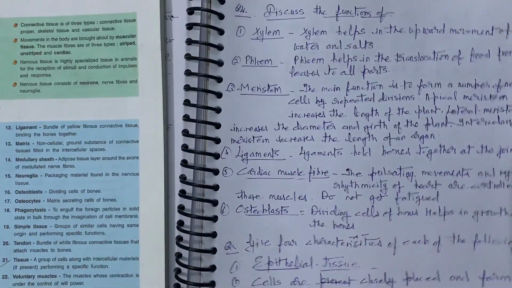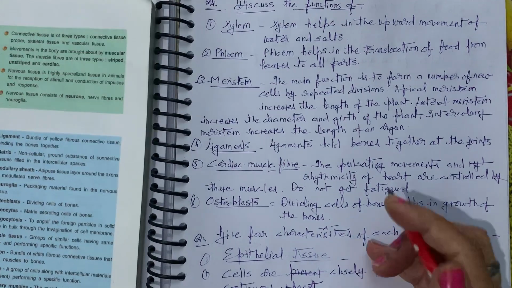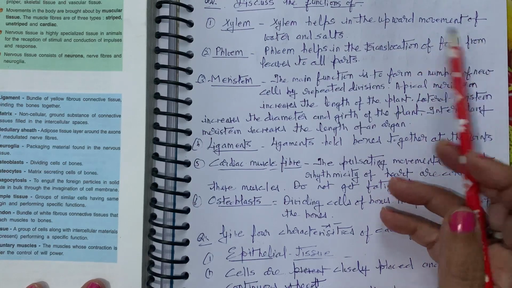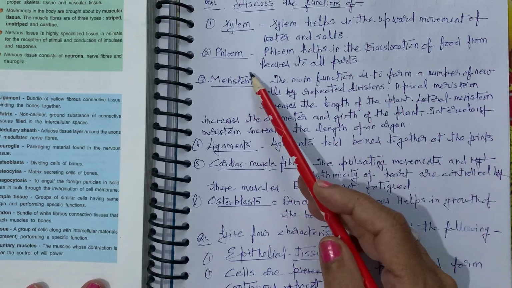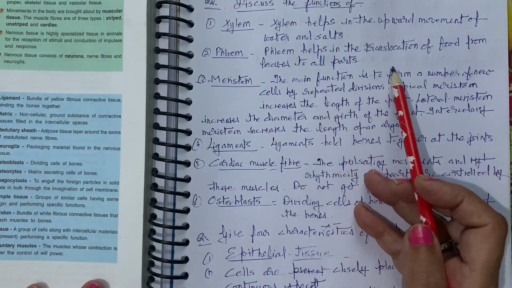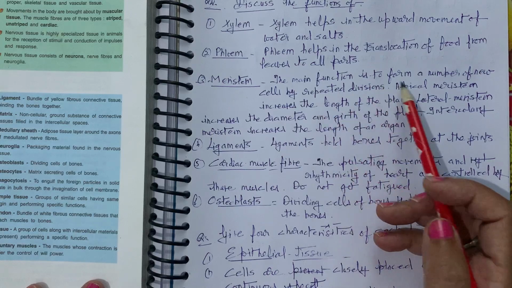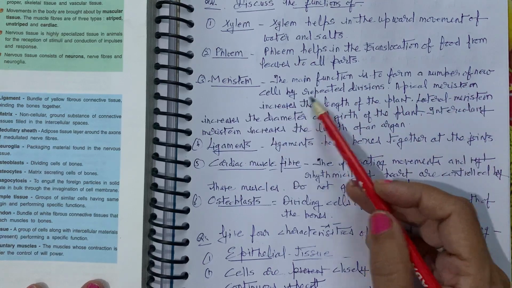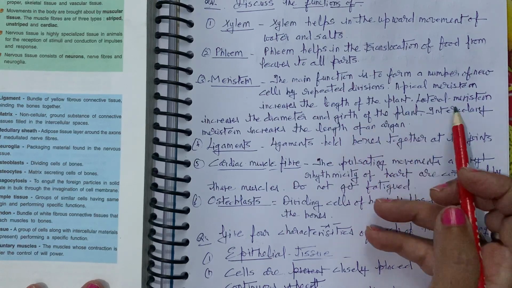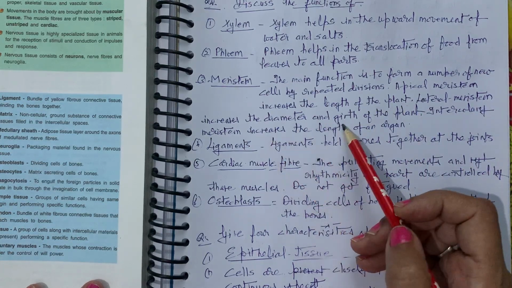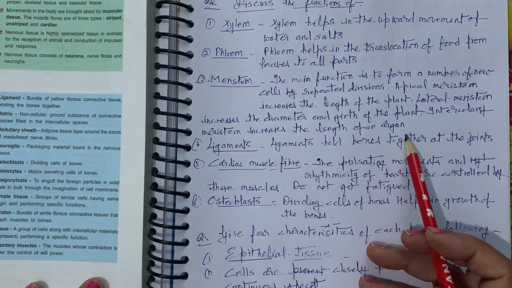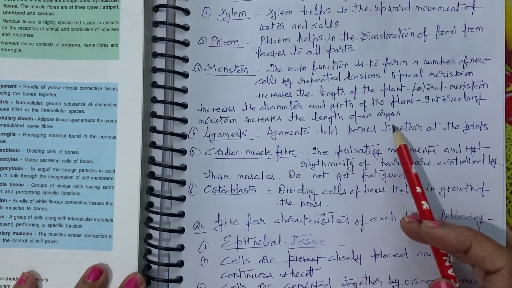Now here, look at here. The functions. Xylem helps in the upward movement of water and salts. Phloem helps in the translocation of food from leaves to all parts. Meristem: the main function is to form a number of new cells by repeated division. Apical meristem increases the length of the plant. Lateral meristem increases the diameter and girth of the plant. Intercalary meristem increases the length of an organ, meaning leaves or the branches.